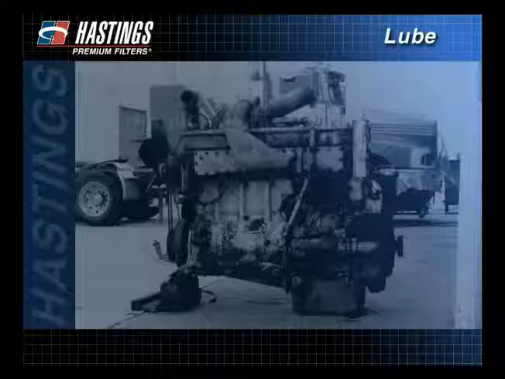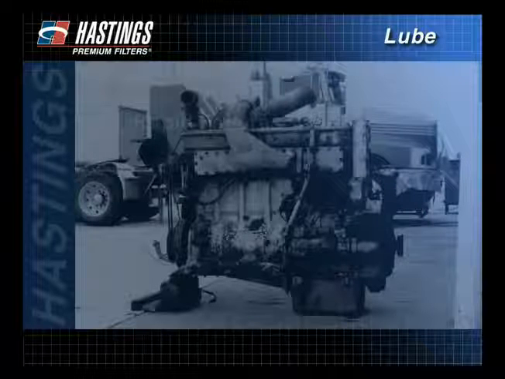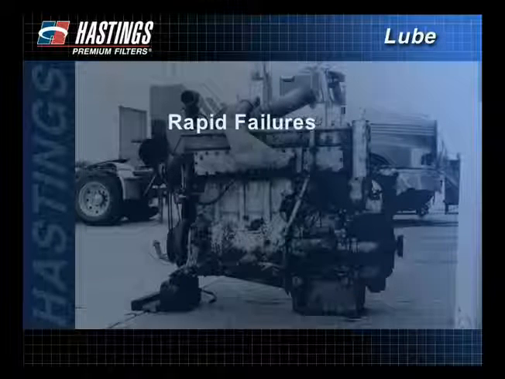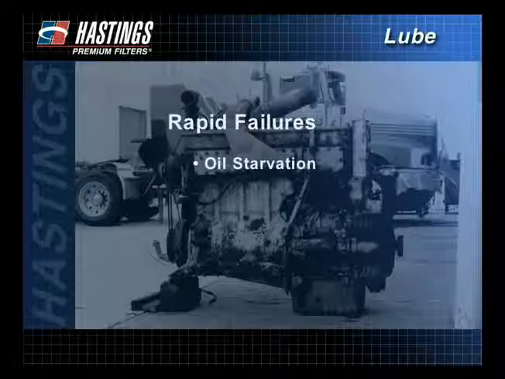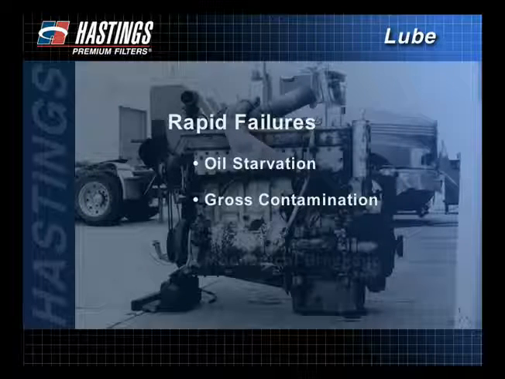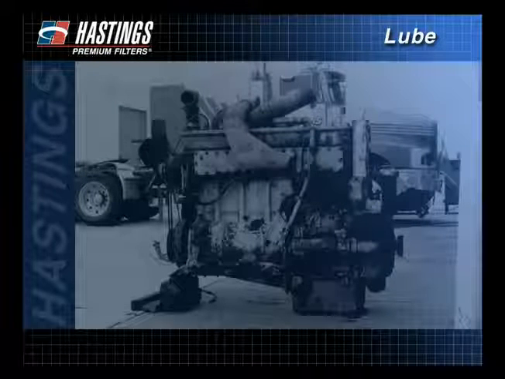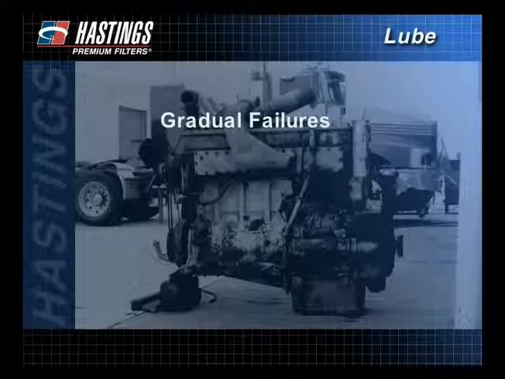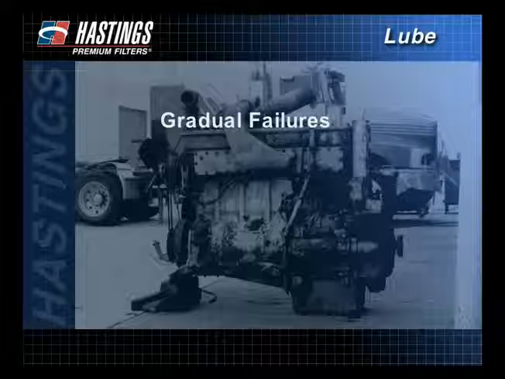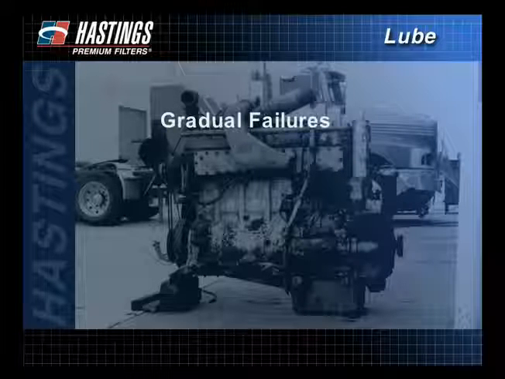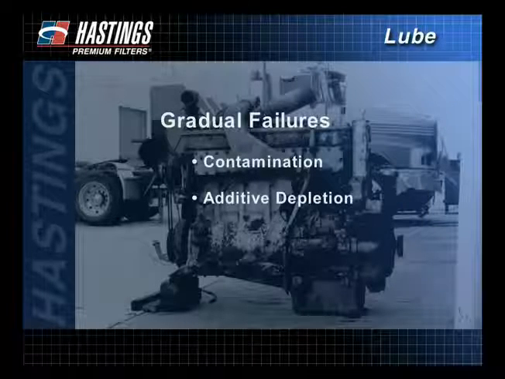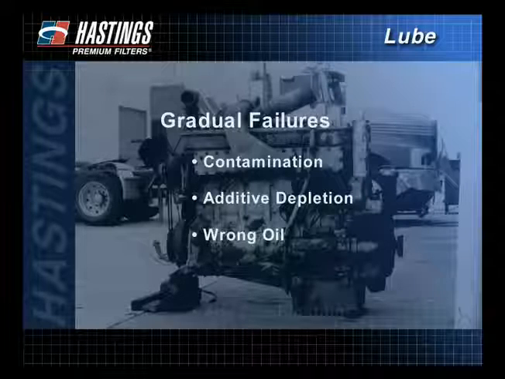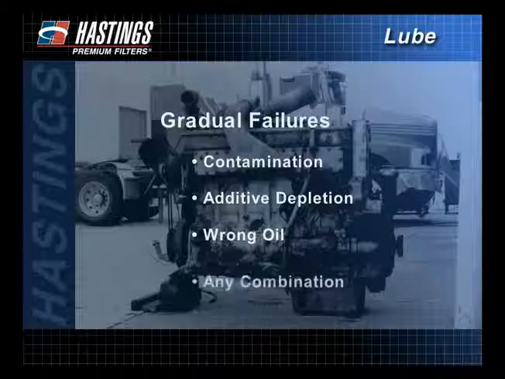Oil-related engine failures generally fall into two categories. Rapid failures are tied to obvious problems like oil starvation, gross contamination, or mechanical breakage. It's more difficult to find a cause for gradual failures. They are characterized by accelerated wear or corrosion resulting from contamination, additive depletion, oil of the wrong weight or classification, or any combination of those causes.